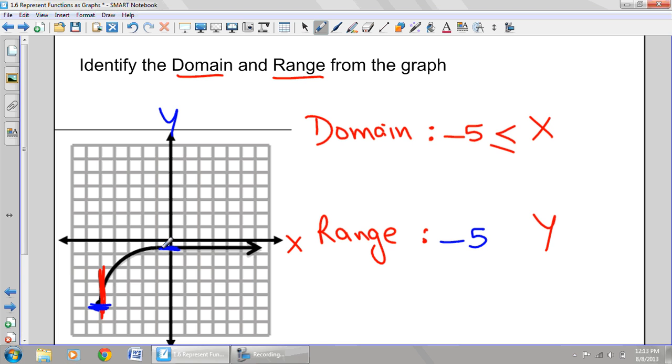And the highest point is negative 0.5. It's between negative 1 and 0. So that'll be negative 0.5. And that'll be my range.